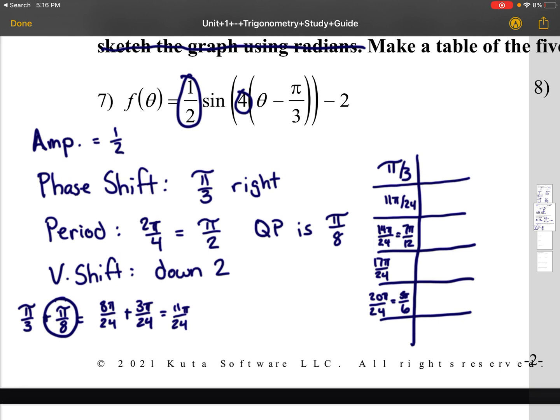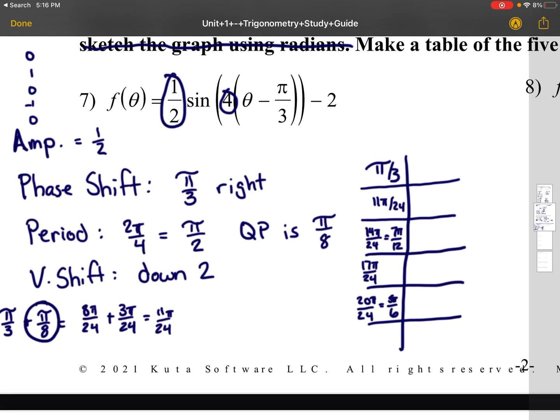All right. So next, remember the table for sine is 0, 1, 0, -1, 0. So what we need to do is multiply by 1/2 and then subtract 2. So 1/2 times 0 is 0. Then we subtract 2, we get -2. 1/2 times 1 is 1/2, minus 2 is -3/2. So we get -3/2. That one's going to be -2.